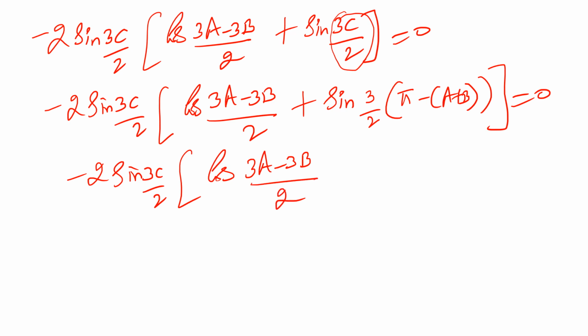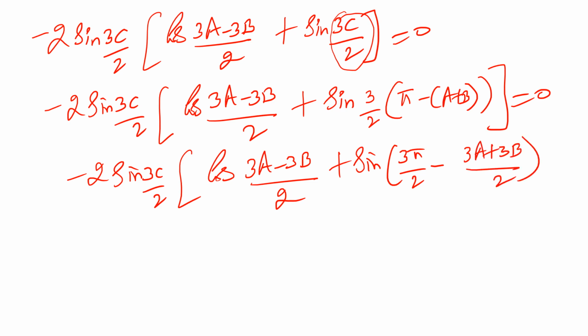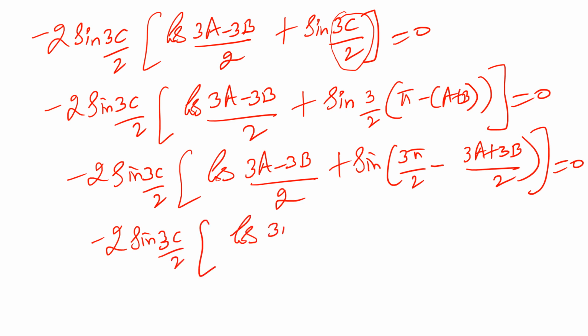Now this becomes how much? This is sine of (3 pi by 2 minus (3A plus 3B) divided by 2), right? Minus 2 sine 3C by 2 is common, and this is how much? It is cos (3A minus 3B) by 2. Now students, this is sine (3 pi by 2 minus theta). So now this becomes how much? This is minus cos theta, meaning minus cos (3A plus 3B) by 2.